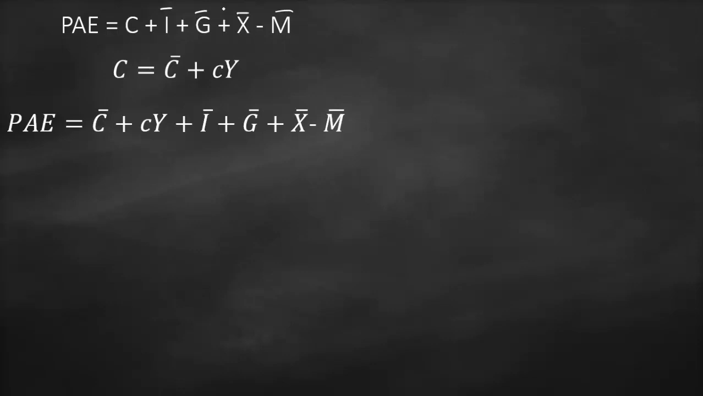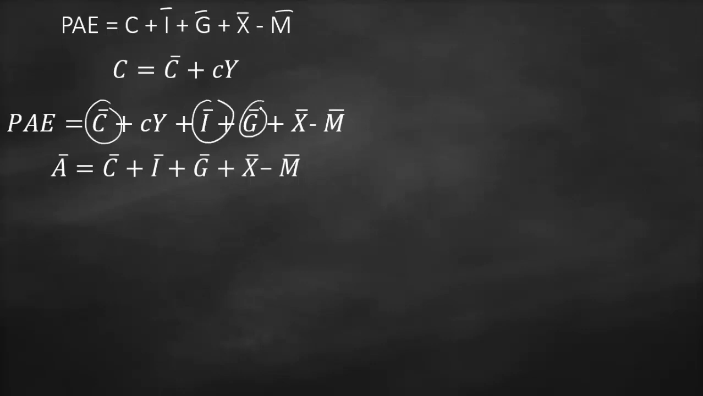Then I would like to take all the autonomous components and put them in one category, which I will call A bar. Some other textbooks call it E bar. Therefore, I will get here C bar plus I bar plus G bar plus X bar minus M bar. They will be together as A bar. Therefore, our planned aggregate expenditure will be A bar plus marginal propensity to consume multiplied by disposable income.